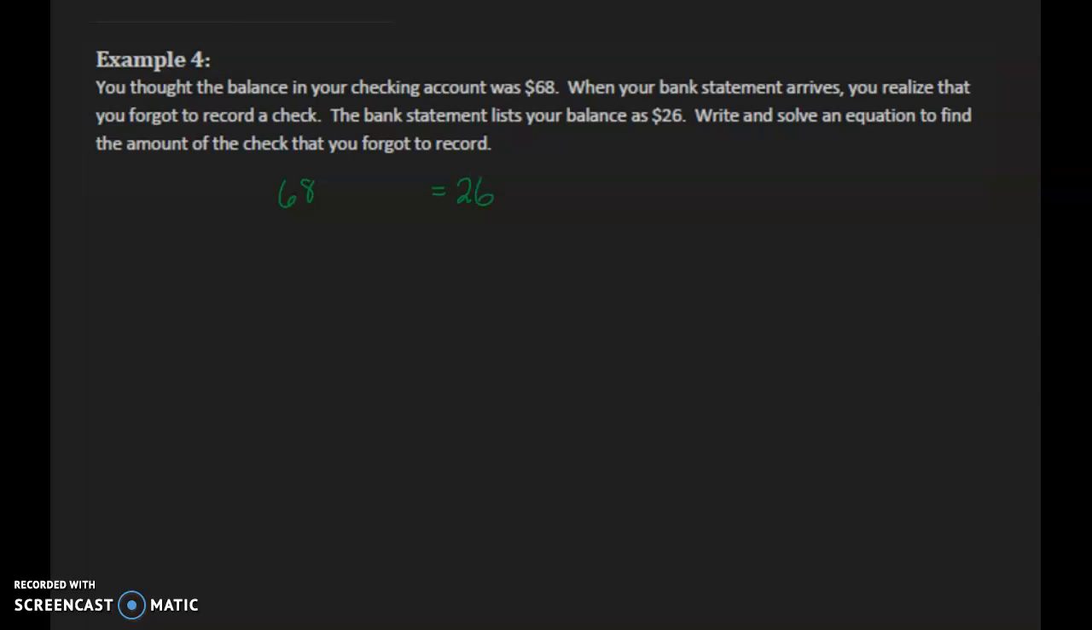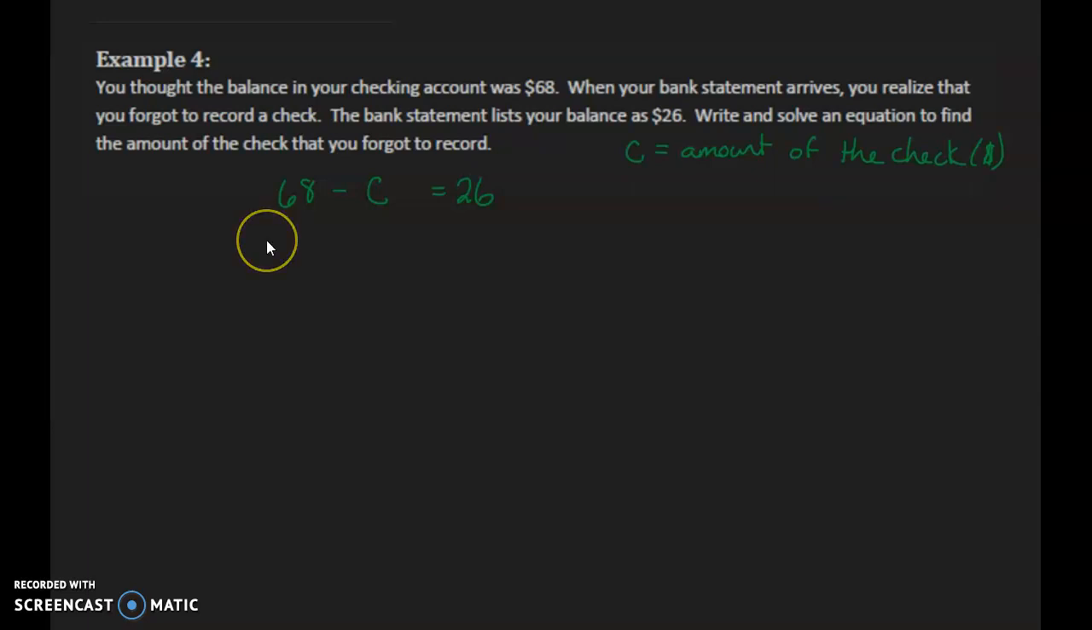So that means it decreased. So we are subtracting, and I'm going to use c for the amount of the check you forgot to record. And that would be in dollars. So I'm going to put a little dollar sign to remind myself that's what I'm going to label it as. So my equation is 68 minus c equals 26. So go ahead and try to solve this one and find out how much the check was you forgot to record.